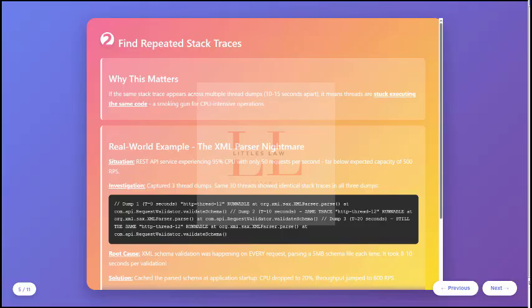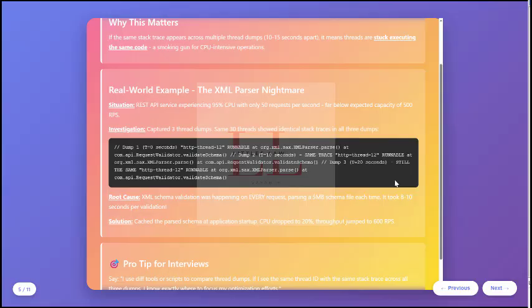So let me walk you through a real investigation. We had a REST API service experiencing 95% CPU, but it was only processing 50 requests per second. This was far below our expected capacity of 500 requests per second. So I captured three thread dumps, and here is what I noticed: the same 30 threads showed identical stack traces in all three dumps.